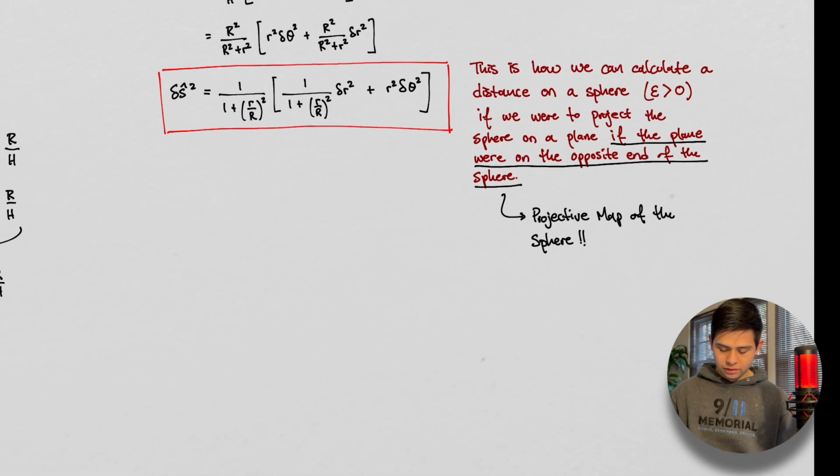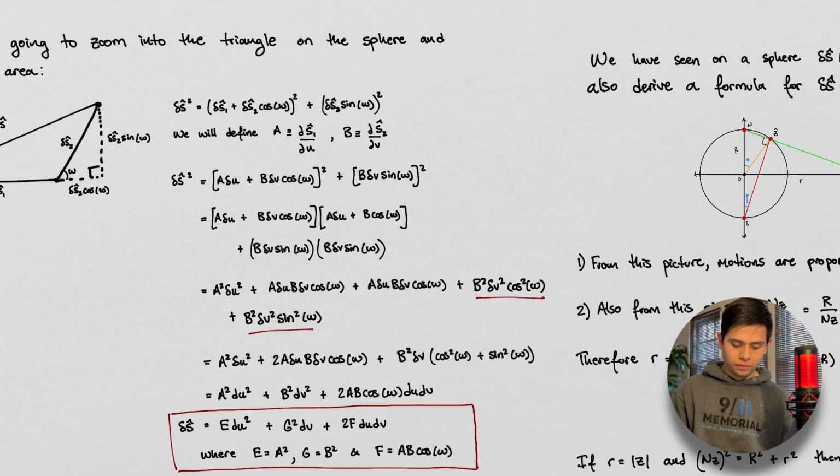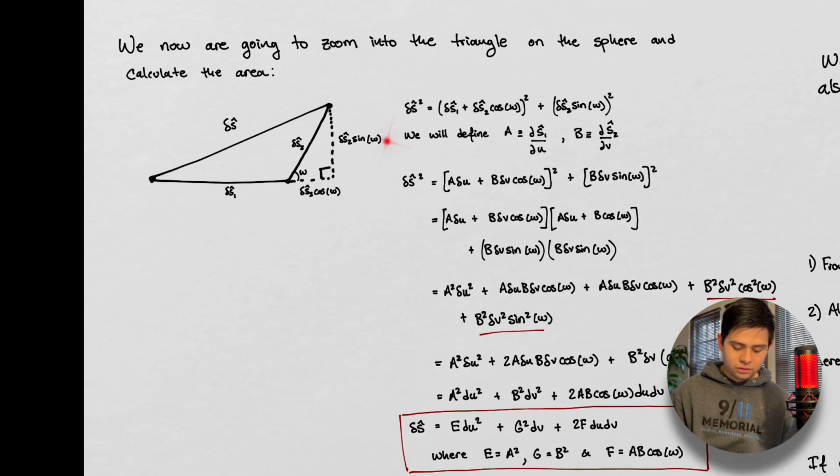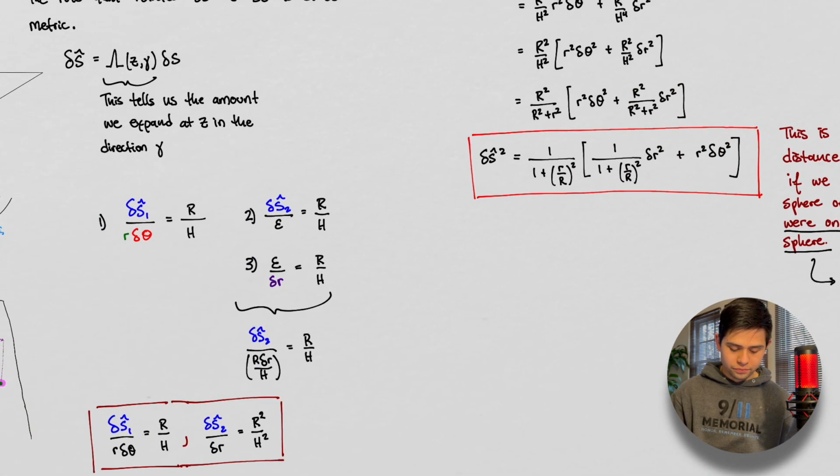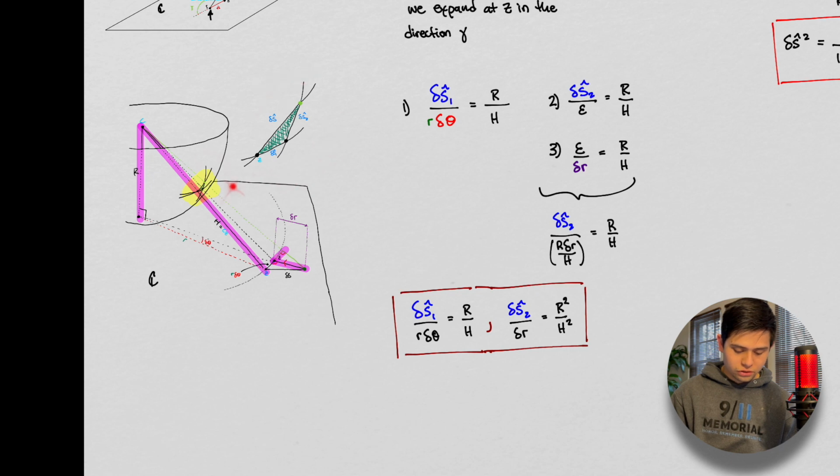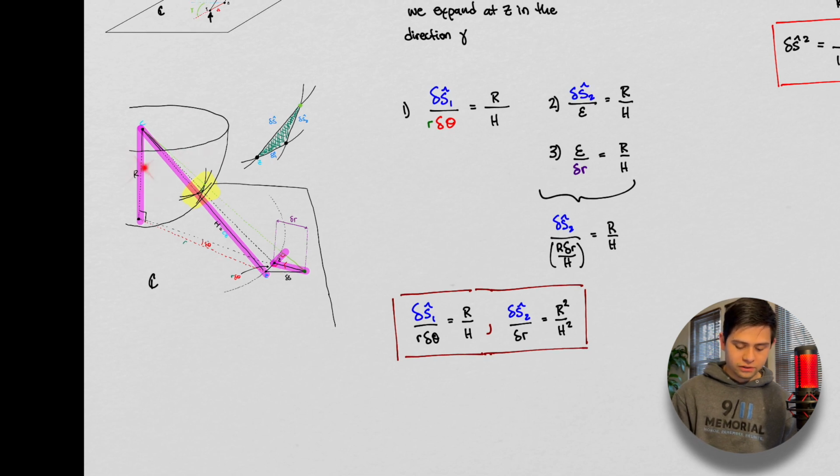Okay, let's continue. We want to consider this triangle now, because we want to find out what the distance actually of this is and the area. So this triangle again was the triangle we saw right here. So we're now just considering this triangle. We figured out how we can calculate distances on the sphere.